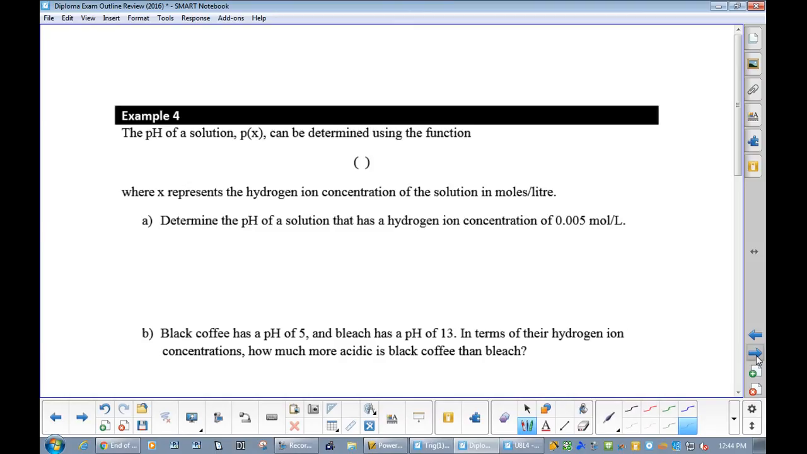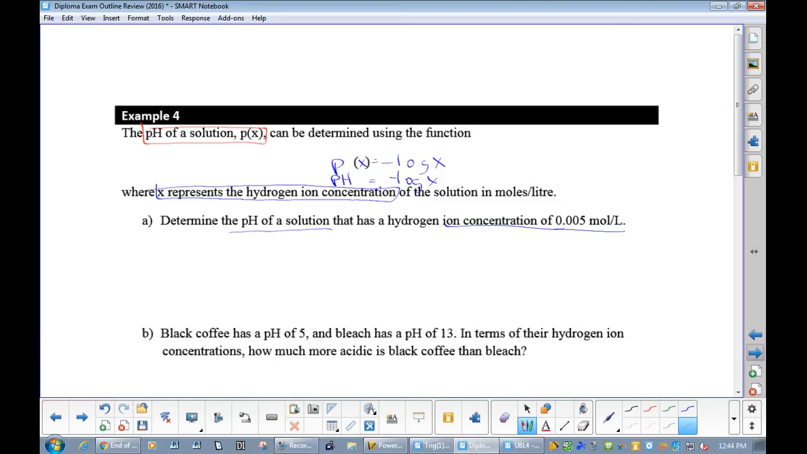Okay, the pH of a solution can be determined by the formula that you have. Again, we're going through these to take away that kind of anxiety. The pH of a solution is p x. So basically, we're saying pH equals negative log x. It says determine the pH of the solution given the ion concentration, because x represents the hydrogen ion concentration.